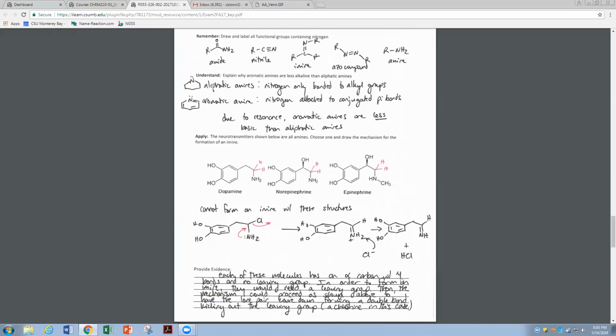So each of these molecules has an alpha carbon with 4 bonds and no leaving group. So that's the carbon that's nearest to my amine. So in order to form an imine, they would need a leaving group. Then the mechanism could proceed as shown.